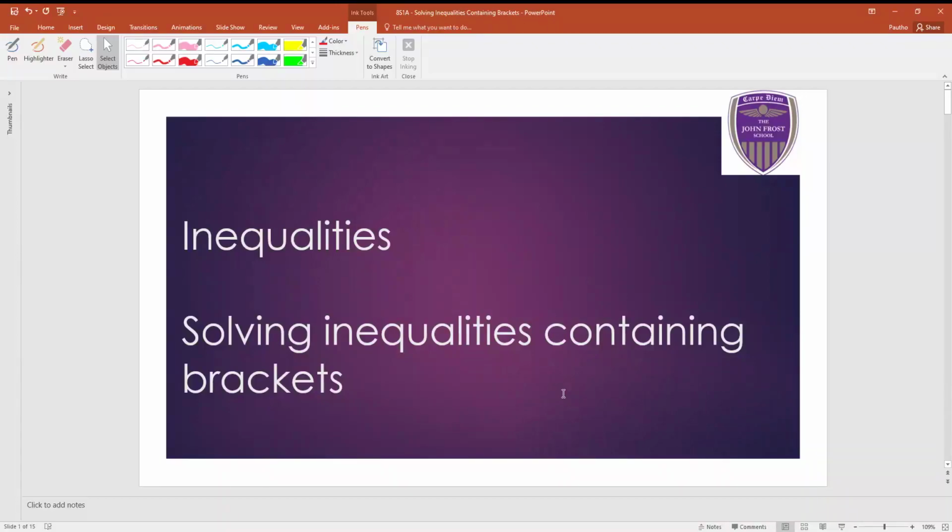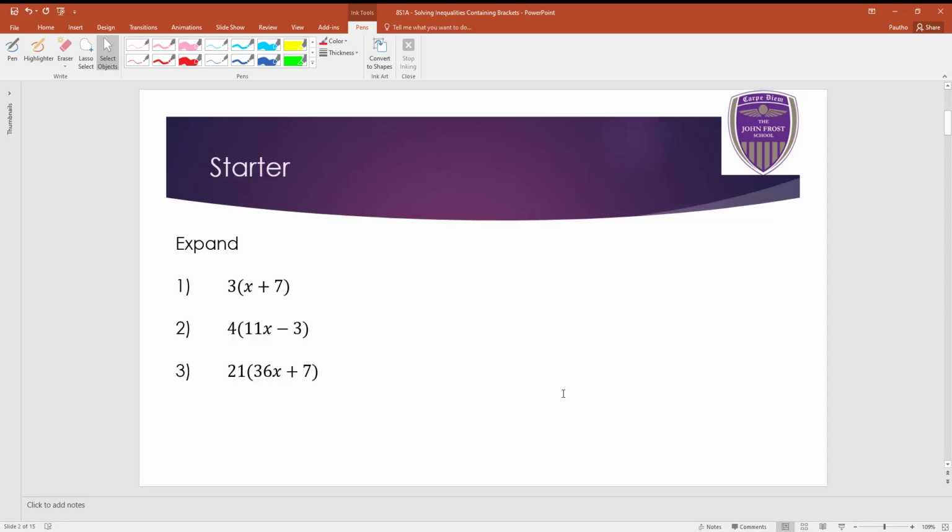Okay, welcome to this lesson on solving inequalities containing brackets. You should be able to solve two-step inequalities already. If you can, this topic will be easy. There is a starter here, so pause the video, have a go, come back when you're ready.